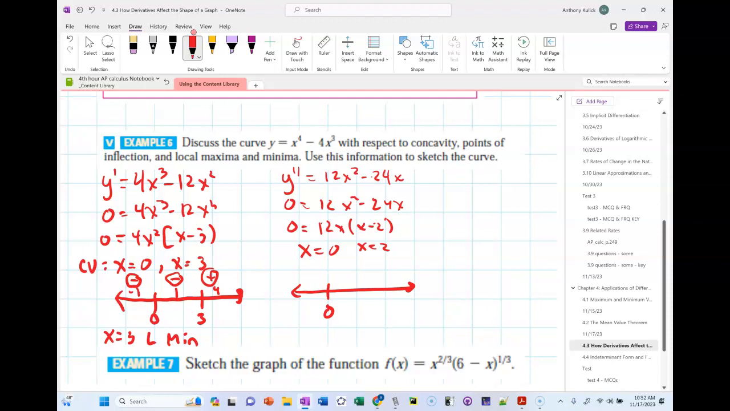I'm going to do the same thing and do some test values. If I plug -1 in, I get negative times negative, that's a positive. If I plug 1 in, that's positive times negative, that's negative. If I plug 3 in, that's positive times positive, so that's positive. So I see that x equals 0 and x equals 2 are both inflection points.